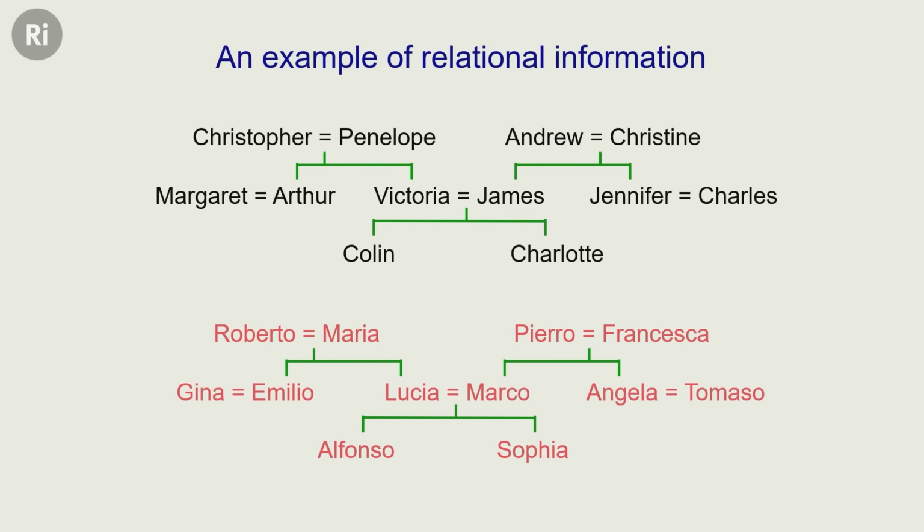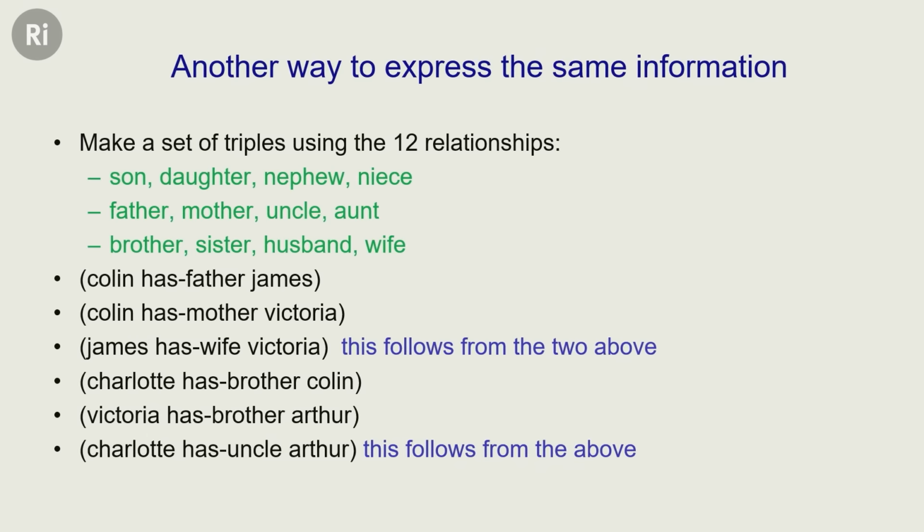Now, the knowledge in those trees can be represented as a bunch of propositions, which the symbolic guys love. So here they are. We can use relationships like son, daughter, nephew, niece, and so on, and we can represent the knowledge as strings of words. So the knowledge is in these sentences. Colin has father James and Colin has mother Victoria. From that, if you know the rules, you can infer that James has wife Victoria.